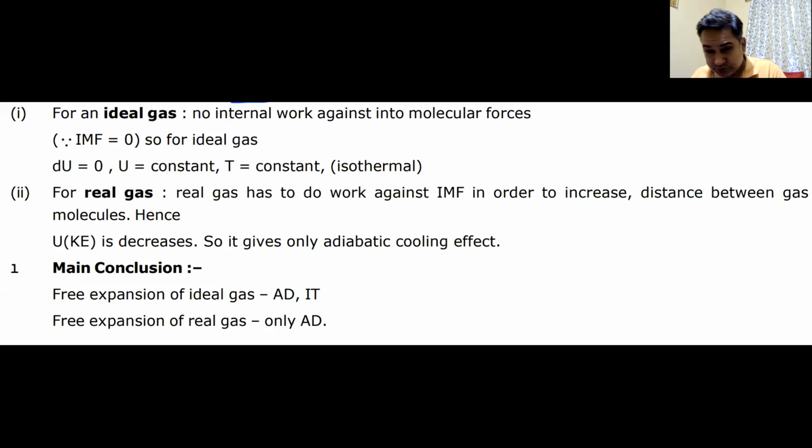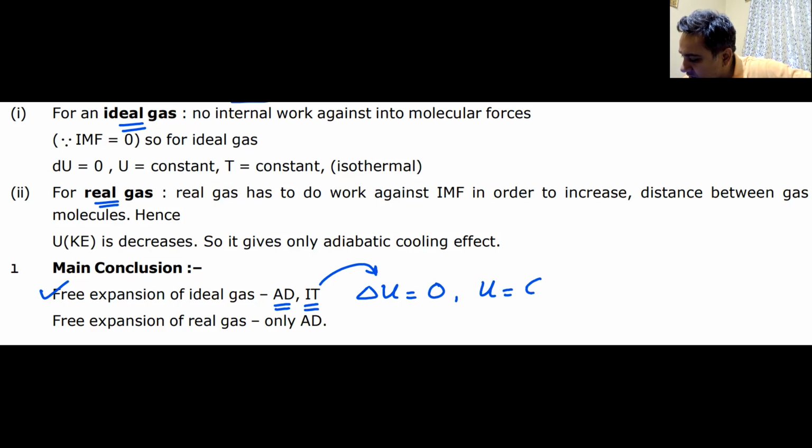Now, there are things explained here, but what we have to understand is that there are two types of gases that we deal with, ideal gas and real gas. You don't have to understand everything. For an ideal gas, this free expansion can be adiabatic as well as isothermal. When I say isothermal, the change in internal energy is zero for an isothermal process. That means the internal energy remains constant, which means the temperature remains constant.